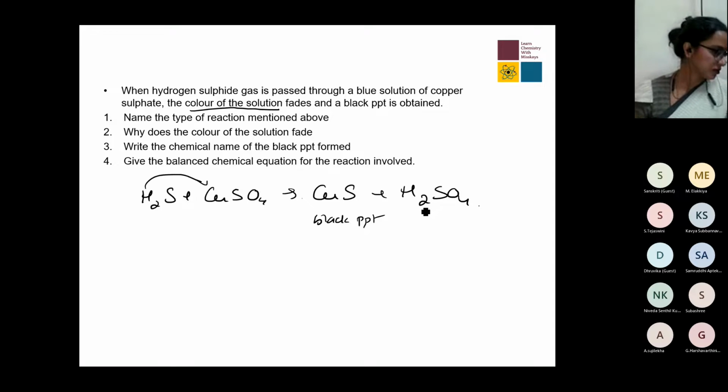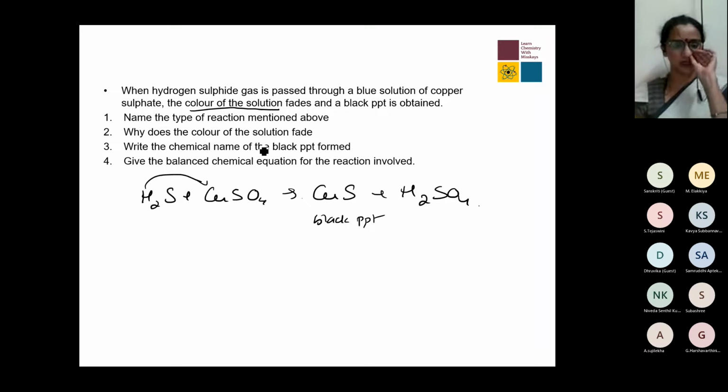Okay, we can see here what is happening. Anybody? What do you have happening here? Is it a double displacement, a single displacement, decomposition? Nobody wants to try and answer. It's a double displacement. Yes. Okay. All right.